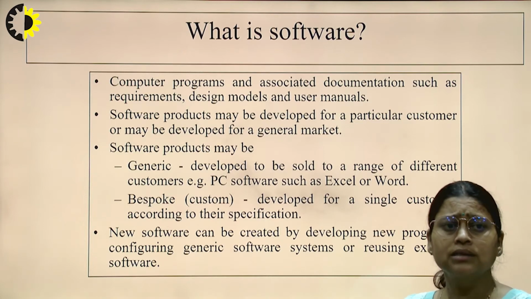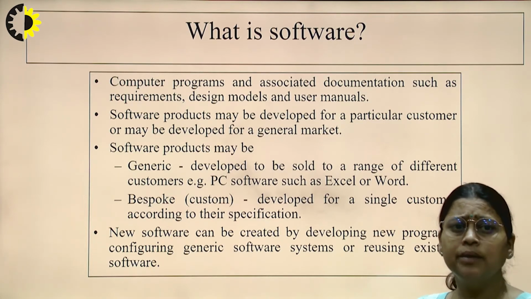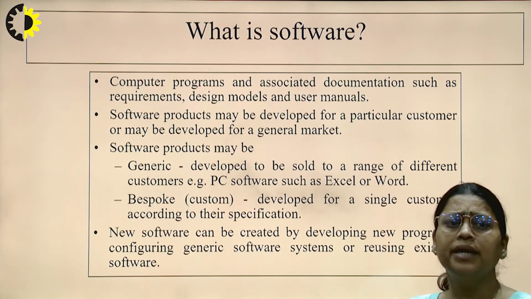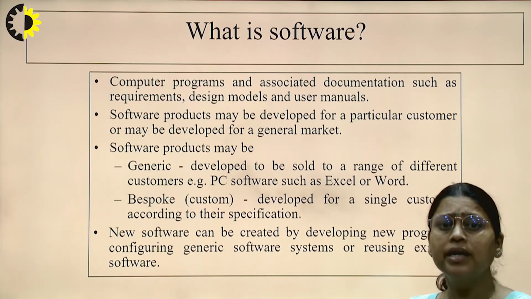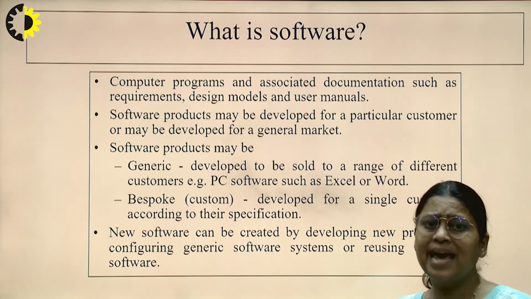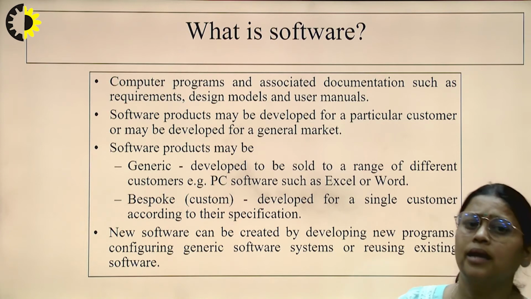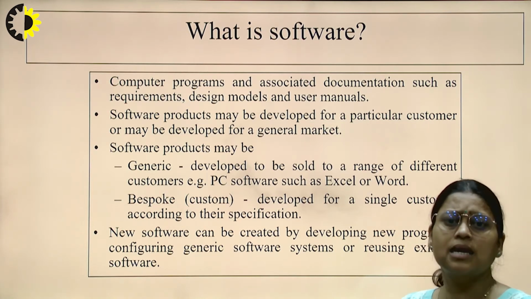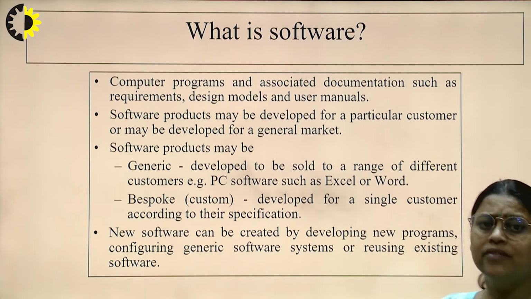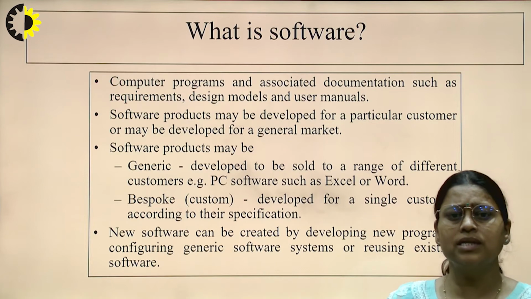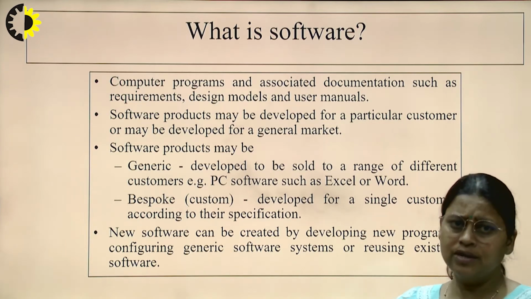In the generic products, these softwares are developed to be sold to a range of different customers. For example, PC software such as Excel or Word. As we have seen, MS Office is used by various customers, by different kinds of users. So this category of softwares comes under the generics category.